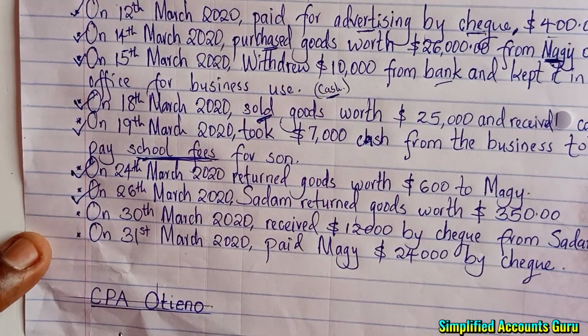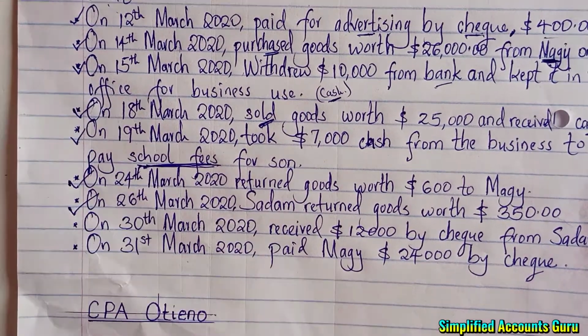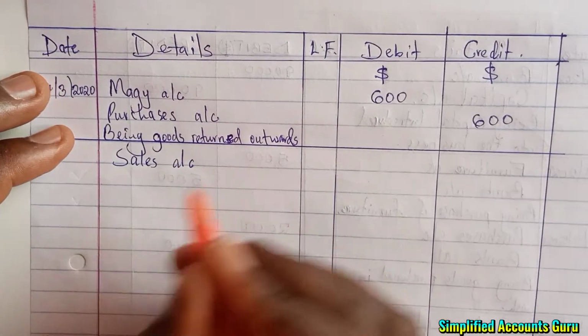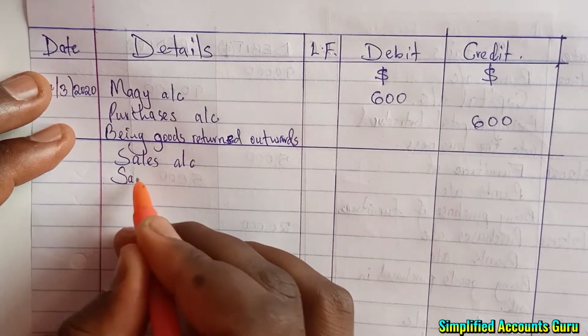So we are going to affect the sales account. So that is returns inwards. That one is affecting our goods by increasing the quantity of goods that we have, and that is like an increase in the asset. An increase in the asset is being debited. Sales account. And then we have Saddam's account.